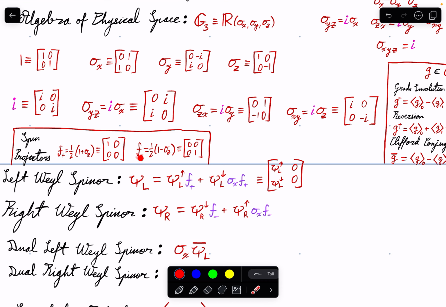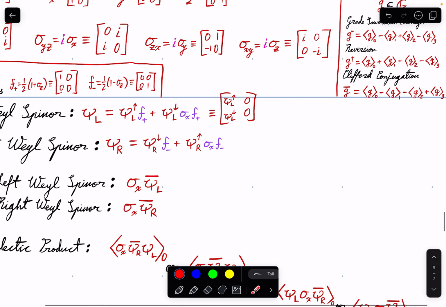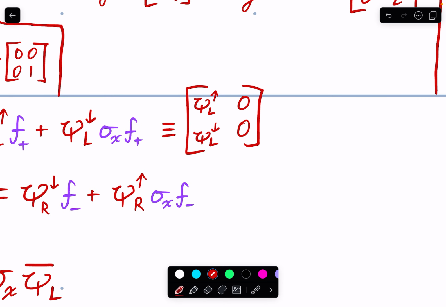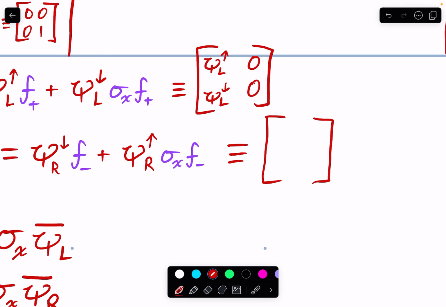Then if you multiply some element by the other projector, you get a right Weyl spinor. So like this, which then is 0, 0, and you get the spin down right, spin up right, where you can see that this has spin down components and this has spin up components.